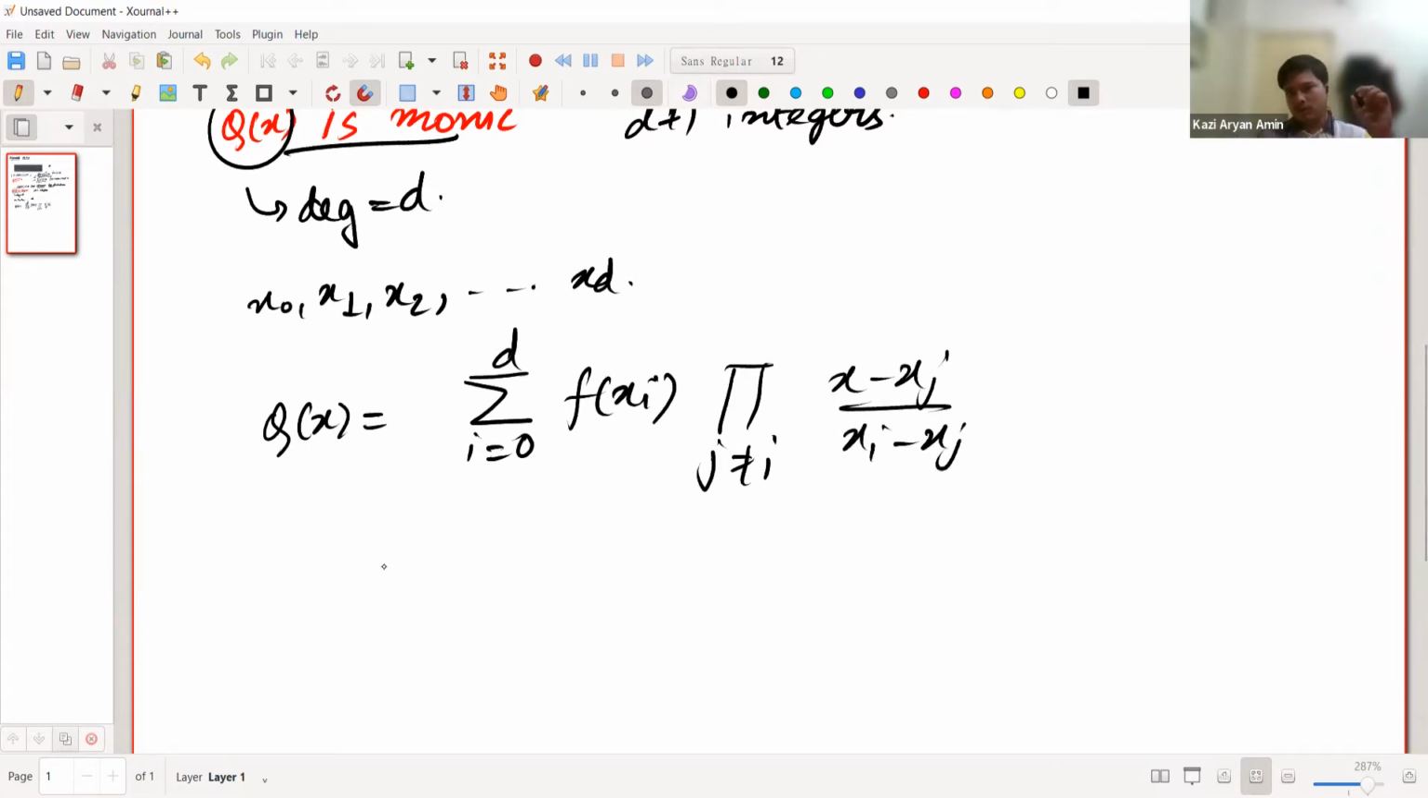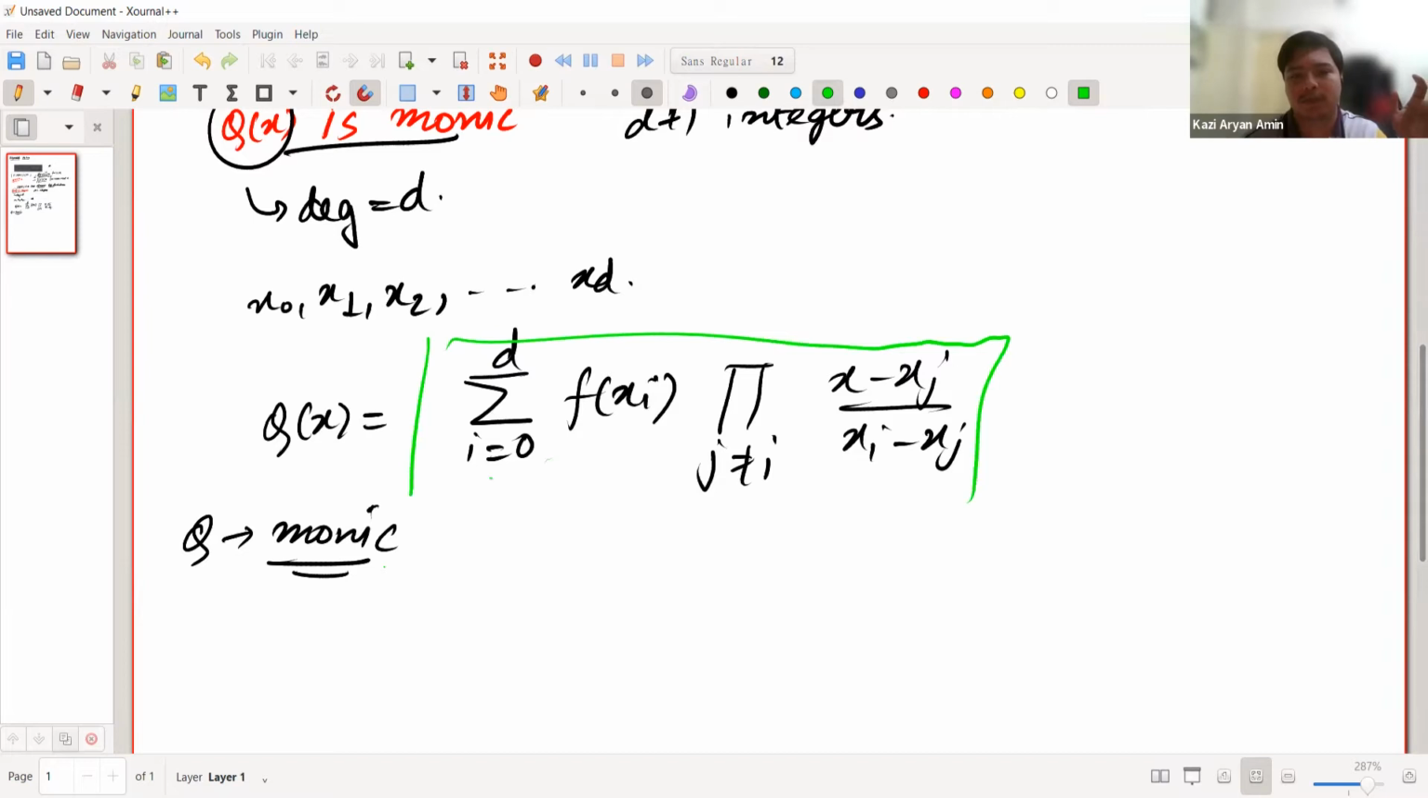Now one thing that we are going to try to exploit is that the only information we know about q is that q is a monic polynomial. So from this expression, what's the leading coefficient?